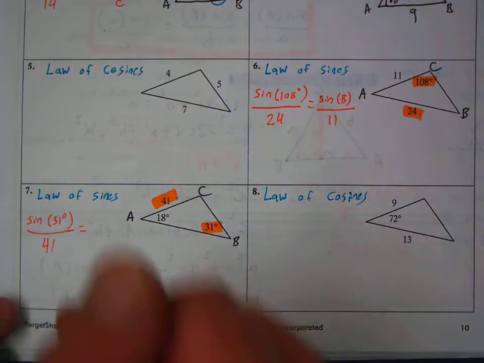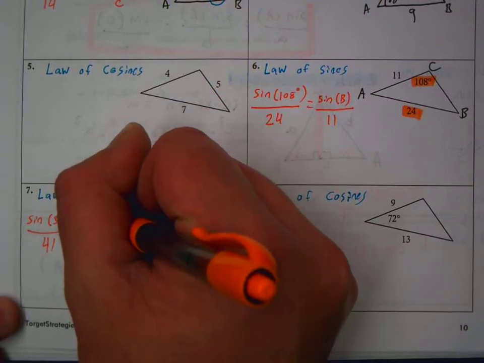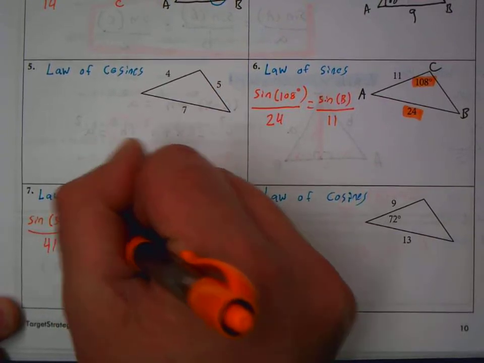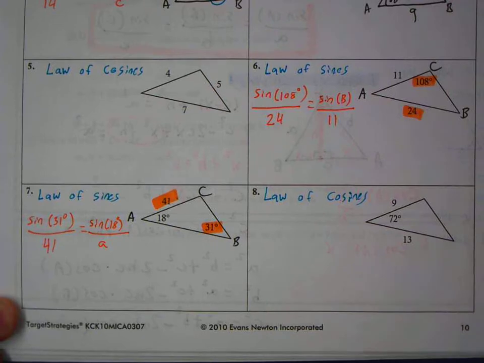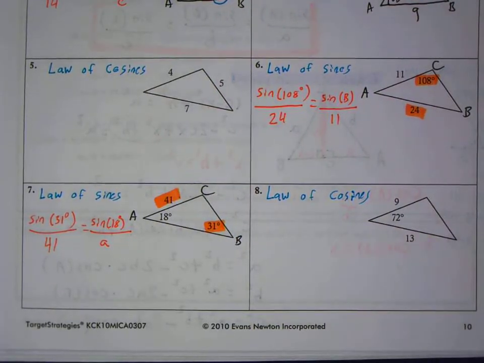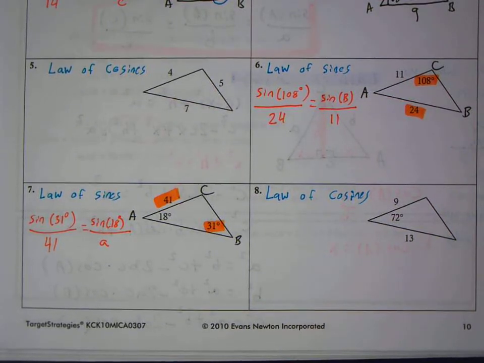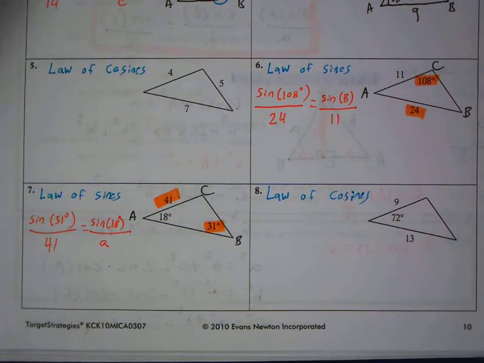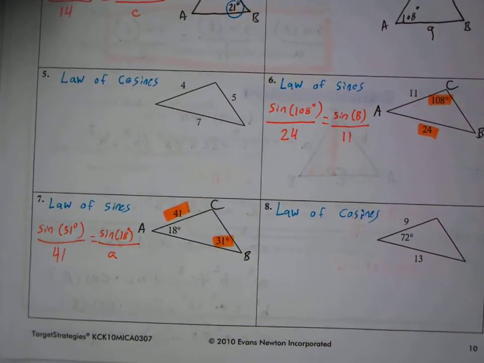Sine of 18 over little a. Good. Hardest part of this is just setting it up. Next, okay, so we did all of law of sines. Now let's go through and set up all the law of cosine equations.